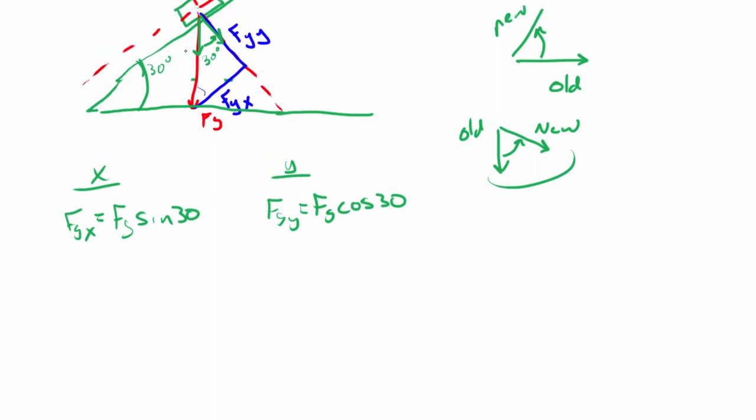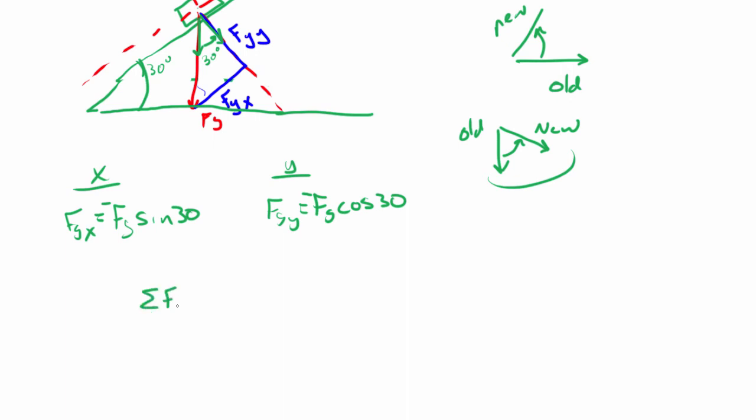All right, in this problem, the gravity is pointing straight down. The force due to gravity in the y direction is pointing in the negative y direction, and the force due to gravity in the x direction is also negative, so I've got to make sure I include my negative signs. After I've done that, I can do the summation of my forces.